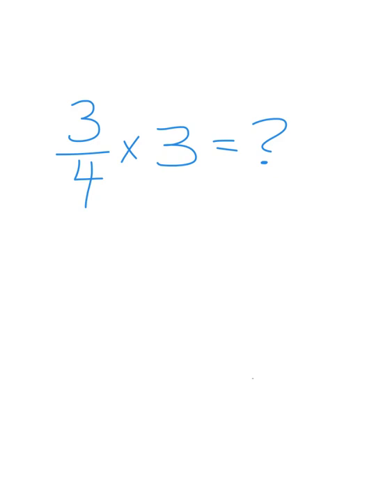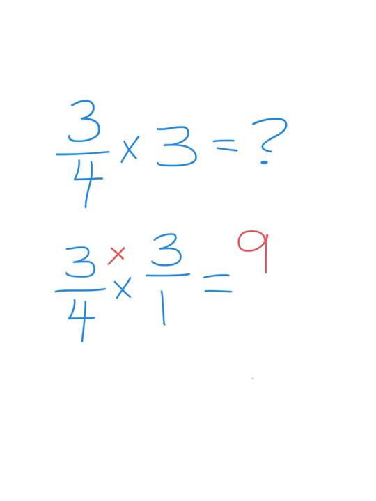So what I could do to help her out is I could write 3/4 and I could multiply it by 3 over 1, okay? So now we're just going to look at what is 3 times 3, which would be 9, and 4 times 1 would be 4.